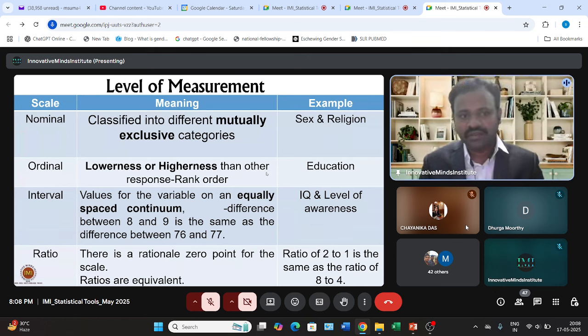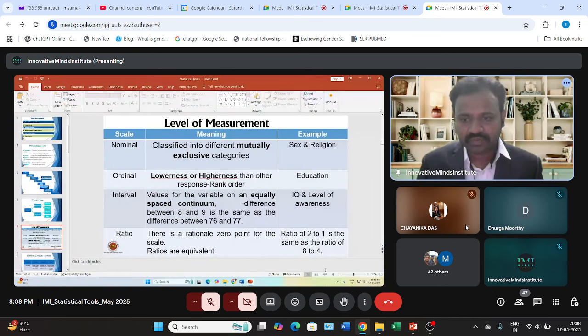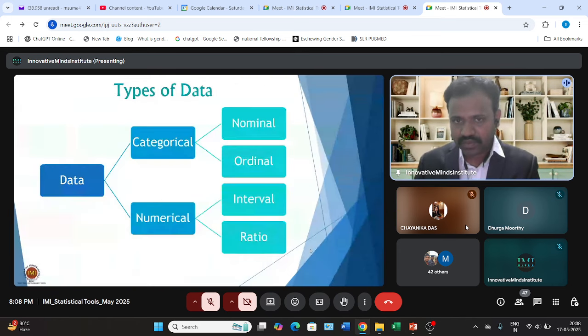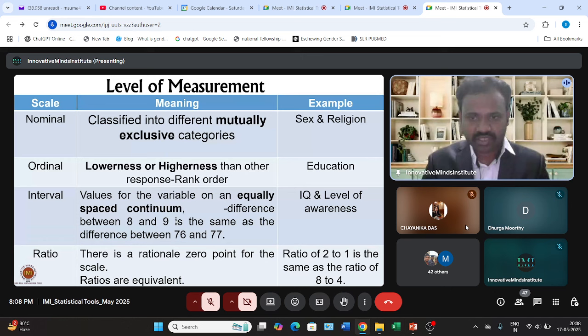Each and everything you can classify in these 4 levels. If you find it difficult with these 4 levels, at least you have to categorize into 2 levels, categorical or numerical. That much is enough to go ahead for further research, I mean the selection of statistics.